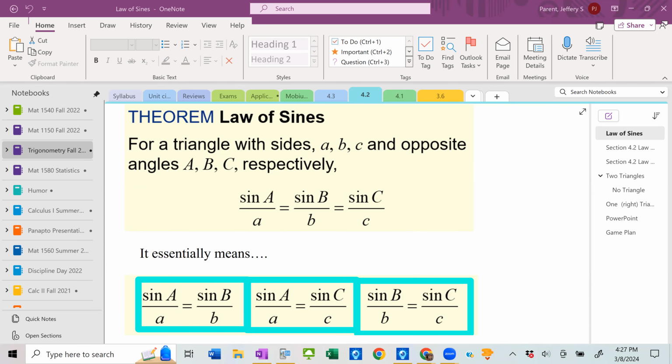Hello, trig students, and welcome to a quick review of the law of sines. We're going to go over the three different cases that you can encounter when working with the law of sines.